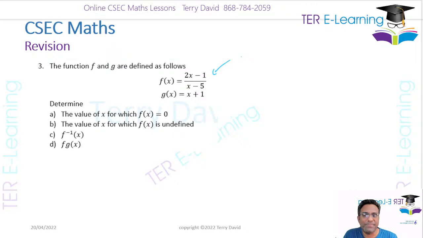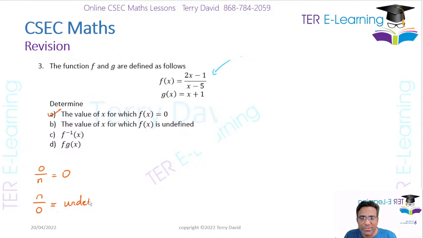In this question, the first part, they want to know the value of x for which f of x is equal to 0. Now, 0 divided by any number is going to give me 0, and any number divided by 0 is going to be undefined.